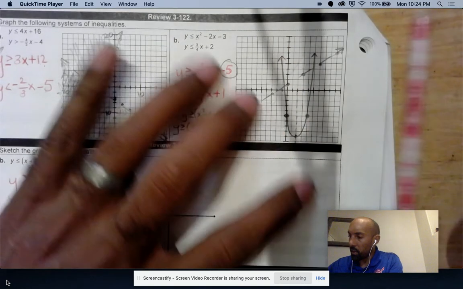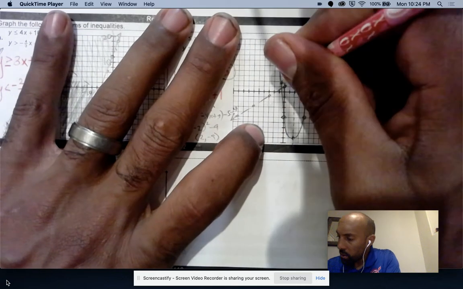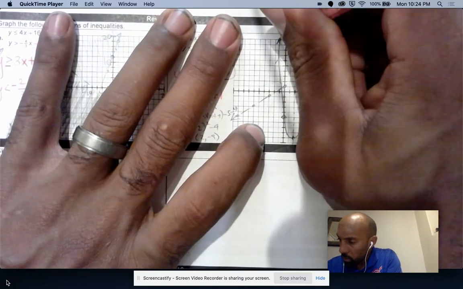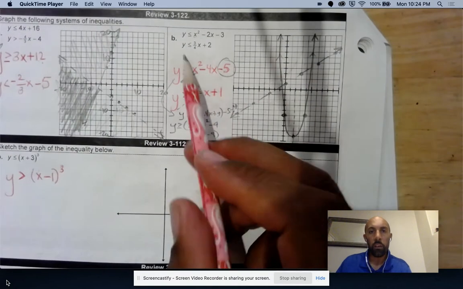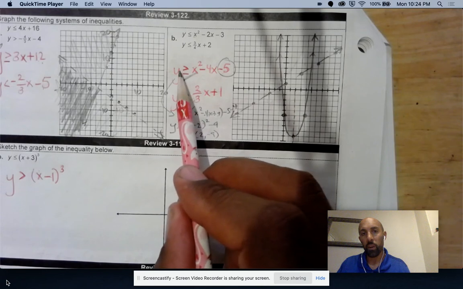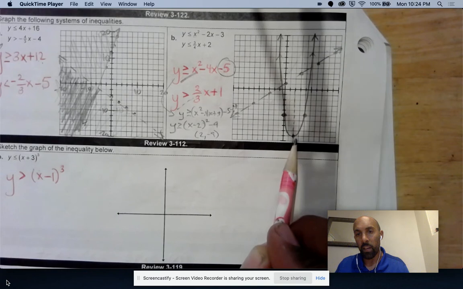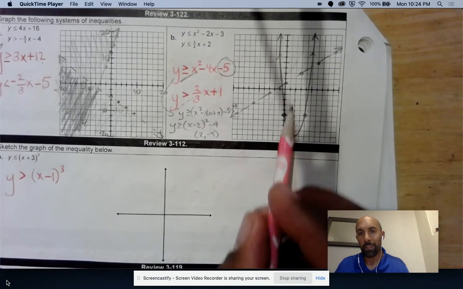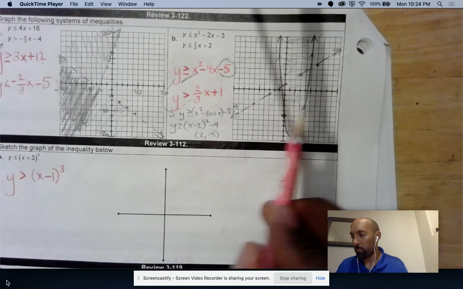Okay, and since we're shading, I'm actually going to go all the way to the top of the graph, because sometimes you might have to shade around that parabola. So let's go all the way to the top here. Now on the parabola, it says y is greater than. And if that's the vertex, I go above the vertex. So that means everywhere inside of here is where I'm going to shade for the parabola.